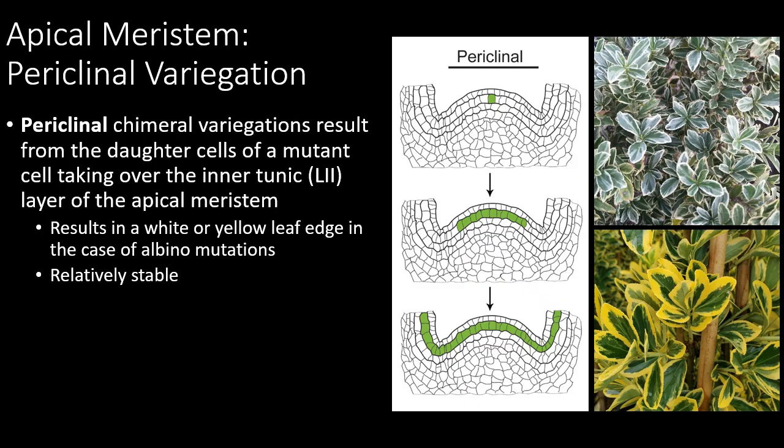But because this is chimeral, because it's due to a vegetative mutation in the apical meristem, it's not typically heritable. So a variegated plant is not necessarily going to produce variegated offspring if you grow them from seed. So typically, variegated plants have to be propagated vegetatively through cuttings because you have no guarantee that they'll produce variegated seedlings.